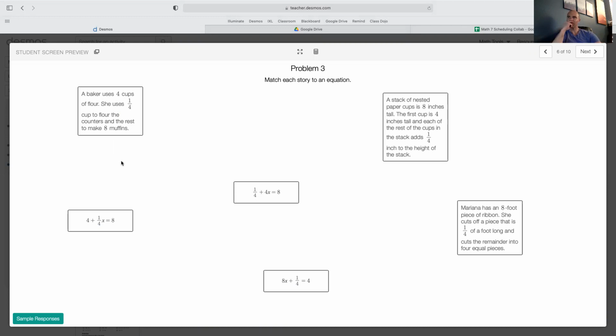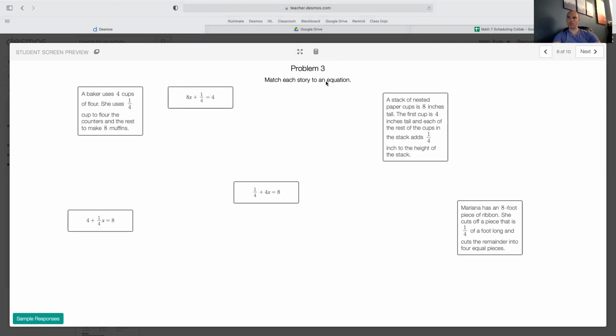Okay. So you got 4 cups of flour total, or no? Yeah, that's the way I read it. It reads to me like she's got 4 total cups. 1/4 gets used to flour the counters, to sprinkle, and then that makes a total of 8 muffins. Okay, which one of these goes with that? I think it's this one. This is hard. I actually had to think about that for a second.